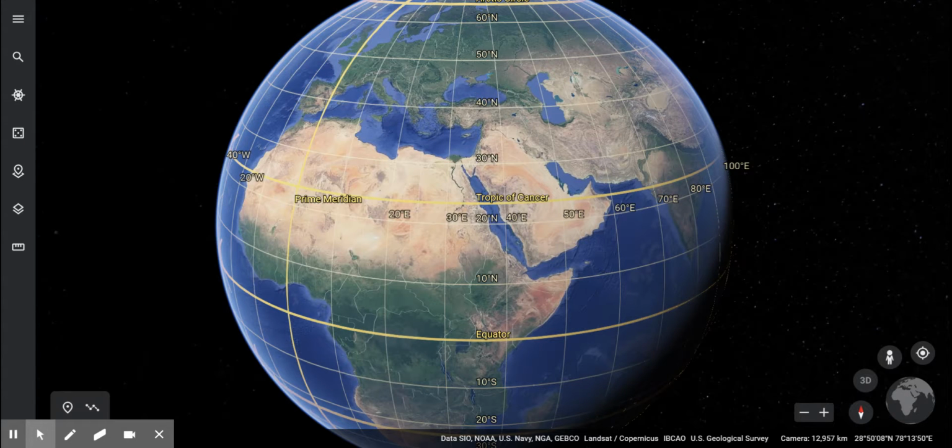We've already learned that a grid map has lines that intersect, forming squares. We've also learned that globes feature lines of latitude and longitude that go up and down and left to right. But what other kinds of maps are there?